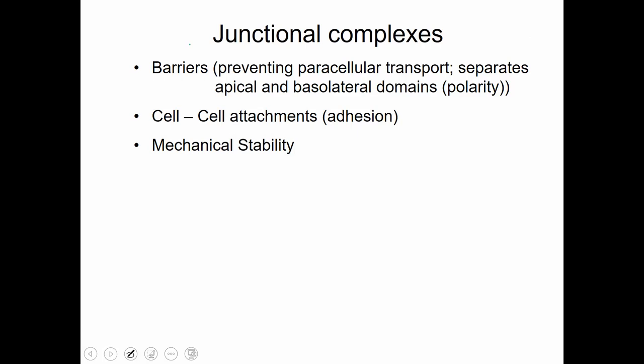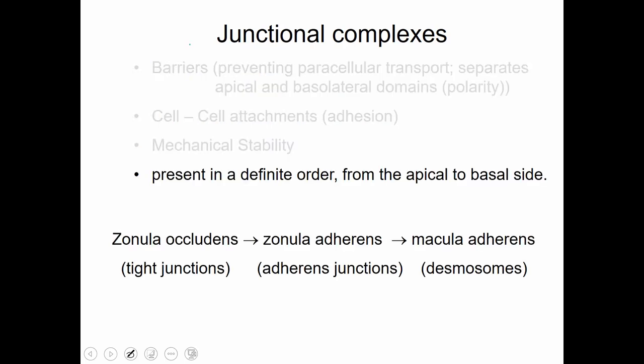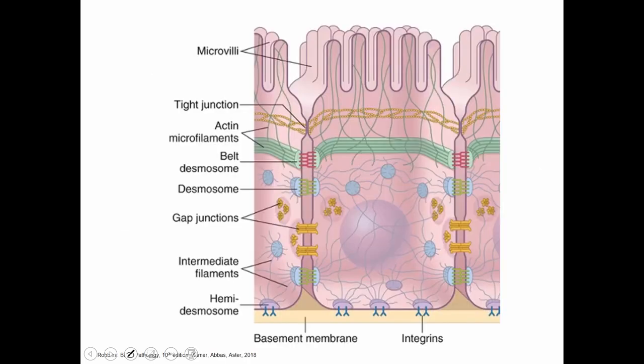Now, what do those complexes do? Well, they're barriers. One of them is a barrier that prevents paracellular transport and separates apical and basolateral. So it sets up the polarity. These tight junctions are only found in epithelial cells, and the integrity varies depending on the type of epithelial tissue, okay? Those are your tight junctions, zonula occludens. Then you have your cell-to-cell attachment with zonula adherens and mechanical stability, the desmosomes. So they're in that order: zonula occludens, zonula adherens, macula adherens, or desmosomes. Okay? So that's all it is.